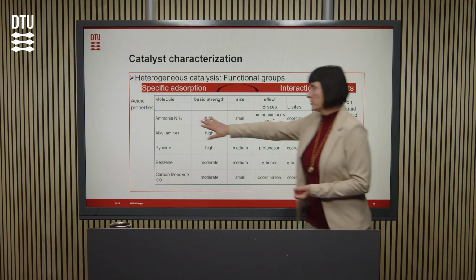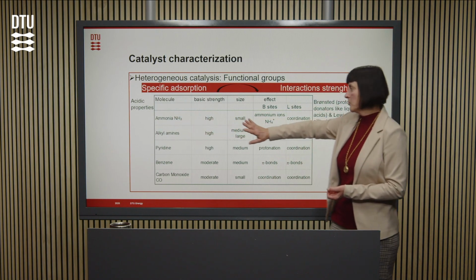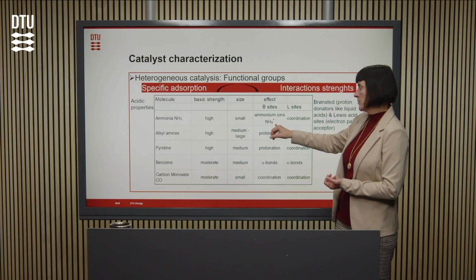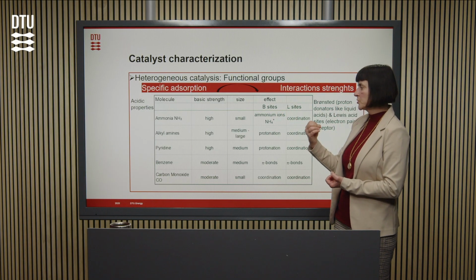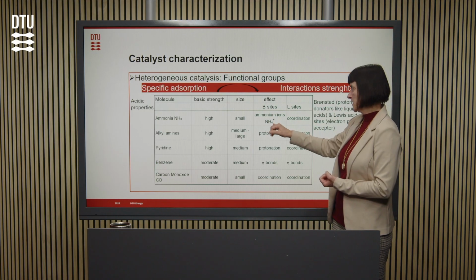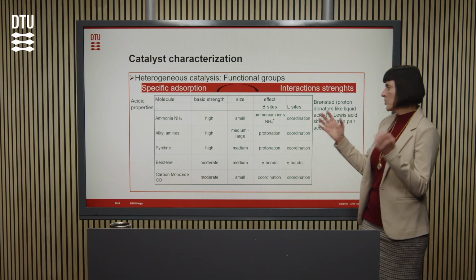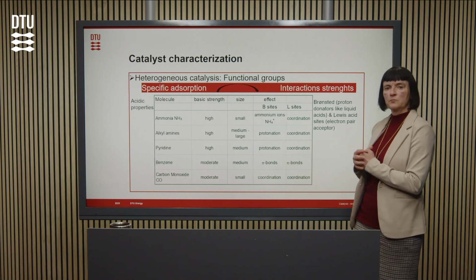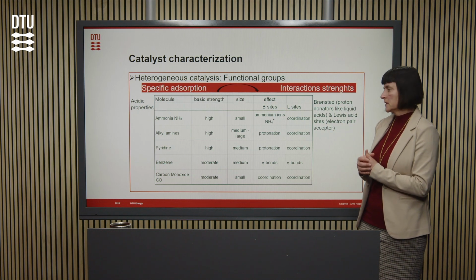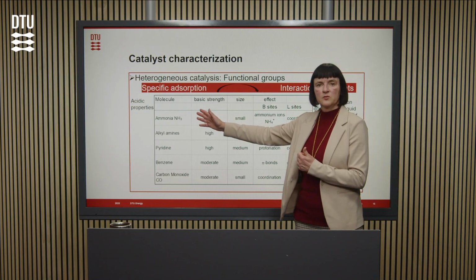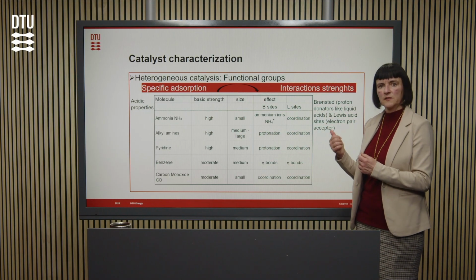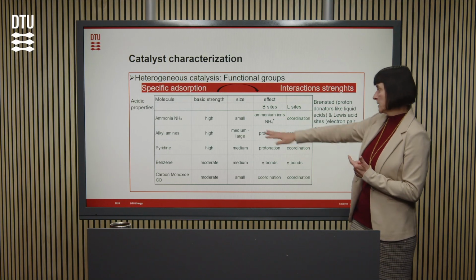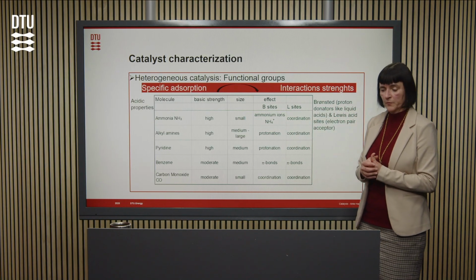And if I have ammonia as a probe molecule, ammonia interacts with Bronsted acid sites. It forms ammonium ions, NH4+, so it takes the proton from the acid sites, and it also coordinates to the Lewis acid sites. So this is a molecule that interacts with both types of sites. That means when I use ammonia as a probe molecule, I can first see how many acid sites I have, and second, which type they are, and we can also judge the strength.